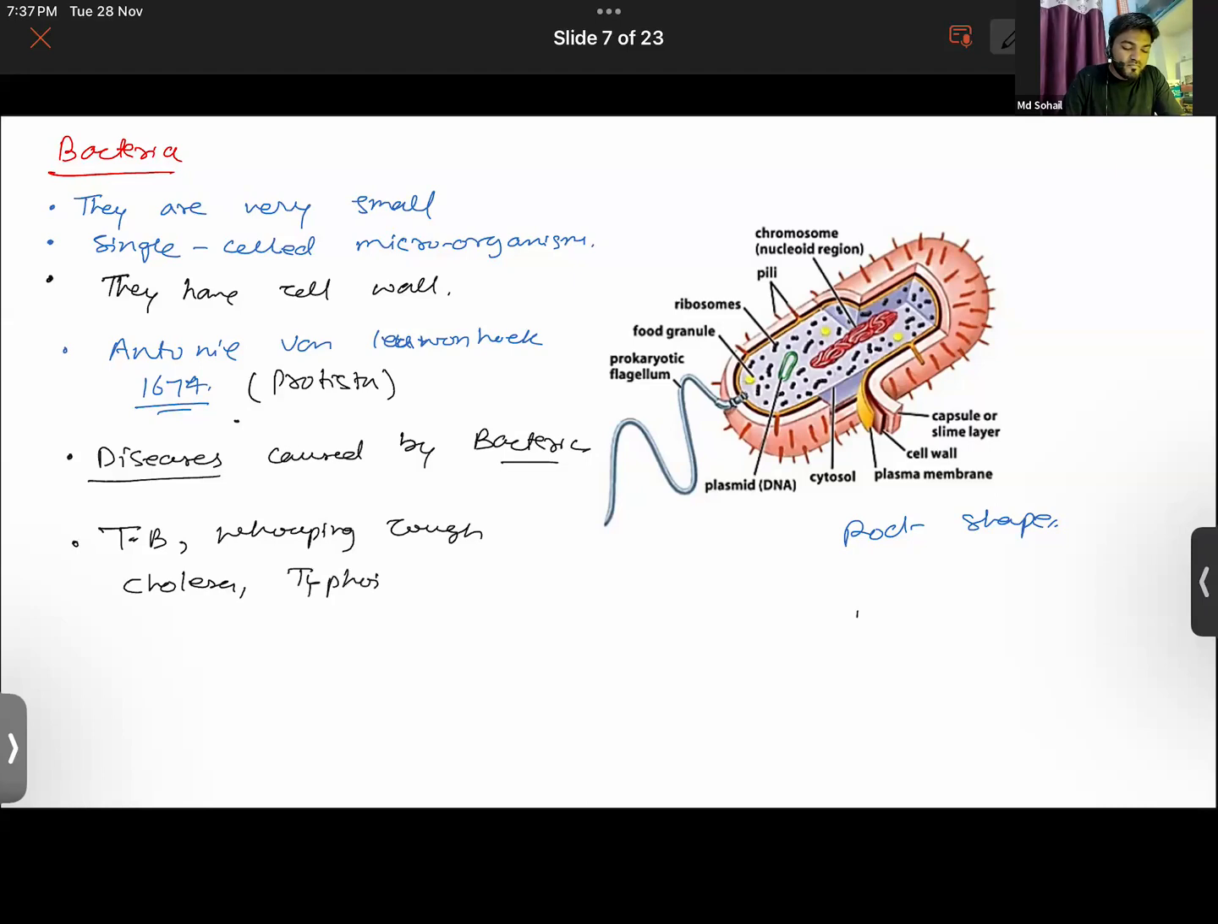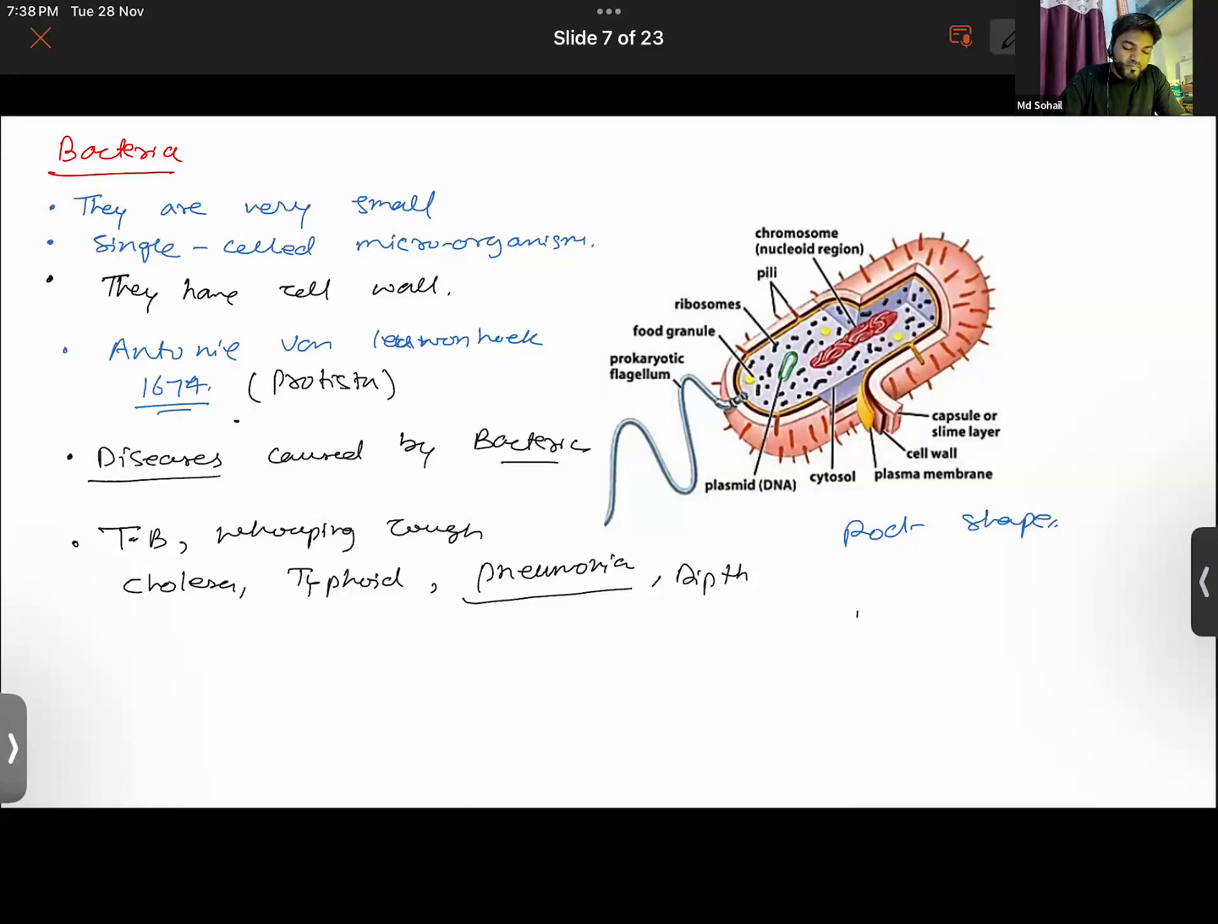Pneumonia. Look out for the spelling of pneumonia. Many times students mistake it. Okay, pneumonia. And we have an example like diphtheria as well, right?